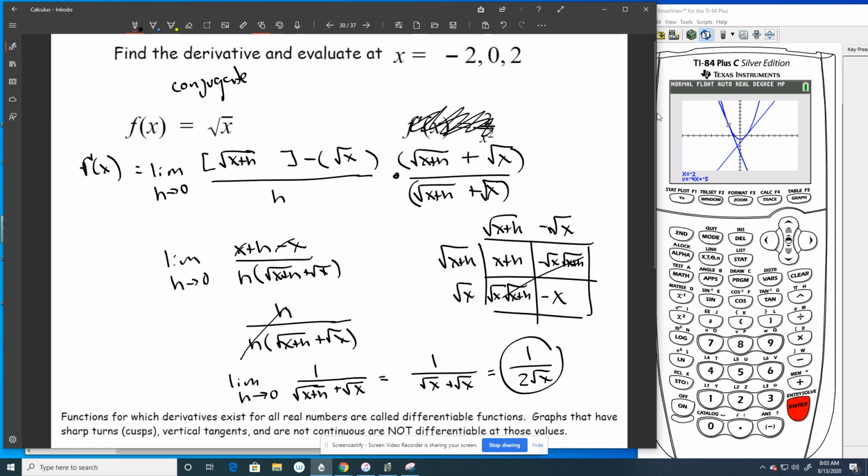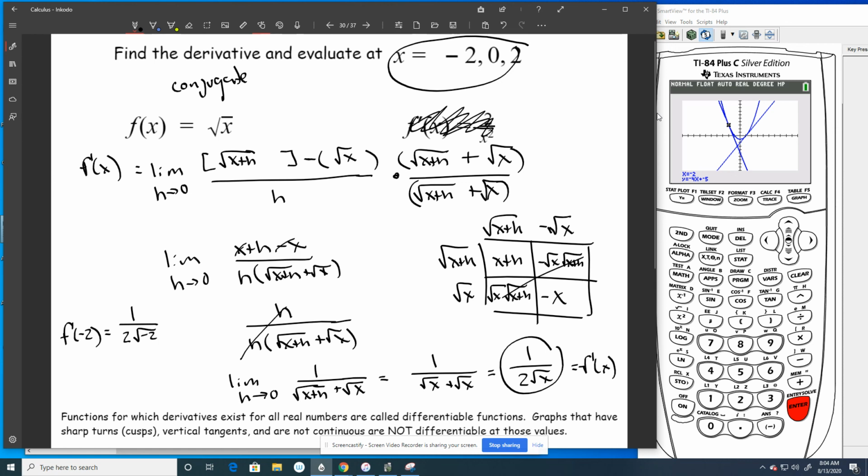That becomes my derivative. That's my f prime of x. My h's are gone. They all turned into 0. And I'm left with 1 over 2 root x. Now to evaluate this function at those points, the slope of the function, I've got to plug in these x values. Now, when I plug in -2, so if I take the f prime of -2, so just meaning I'm going to plug in -2, I get 1 over 2 root -2.